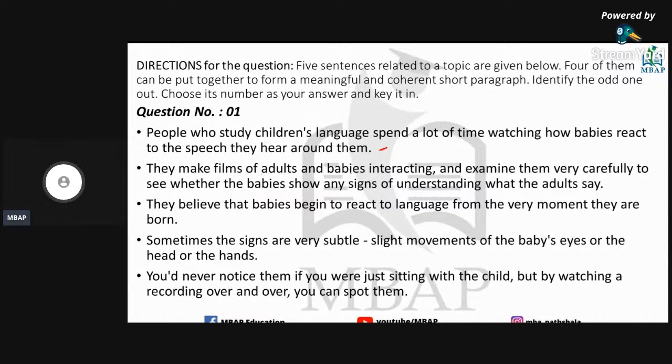They make films of adults and babies interacting and examine them very carefully to see whether the babies show any signs of understanding what the adults say. Then the third sentence says they believe that babies begin to react to language from the very moment they are born. And then we have: Sometimes the signs are very subtle, slight movements of the baby's eyes or the head or the hands.